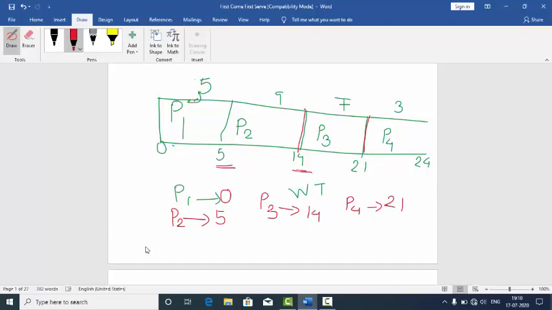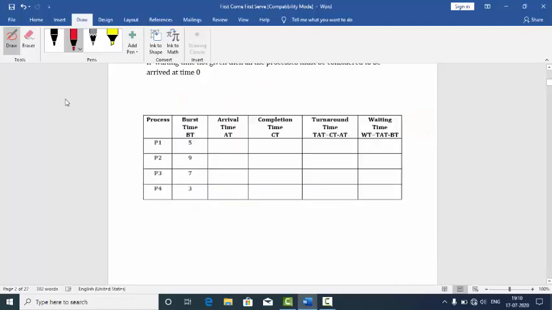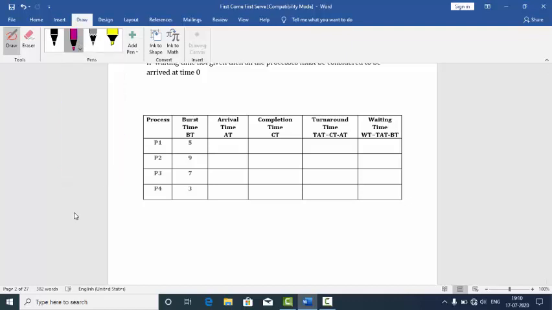Now completion time. Completion time में आपको क्या देखना है? This side, you have to look at this side. Fine. That is the end time. So end time में अब आपको क्या करना है? P1 का completion time कितना है? P1 का completion time है 5. P2 का completion time है 14. Then P3 completion time is 21 and P4's completion time is 24. Calculation of all these times gives your average turnaround time and average waiting time.